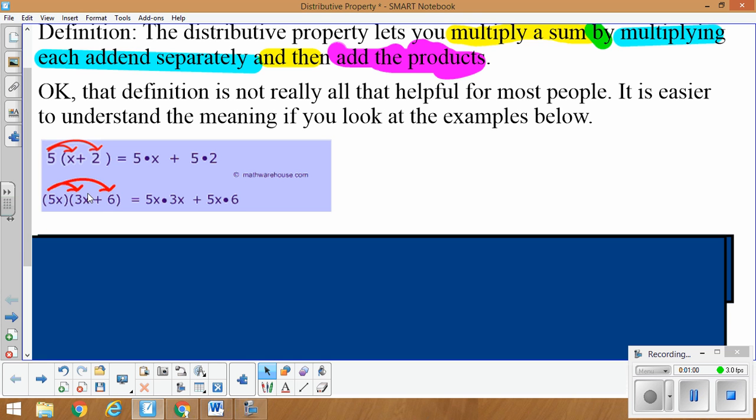So here are two examples. 5, and then in parentheses we read this as times the quantity of x plus 2. So what we're going to do is take this x plus 2, and we're going to times each of them by 5, and then add their answers together if we can. So 5 times x becomes 5x, and we're going to take the 2 and also times that by the 5, so that becomes 5 times 2, or 10. Okay, and we can skip this second example because we're not going to do double variables. Okay, so let's move on to the next page.